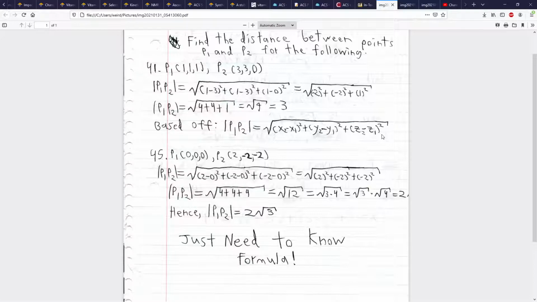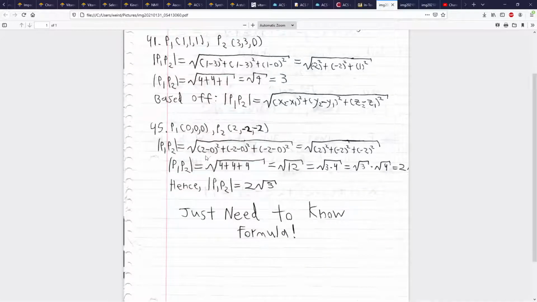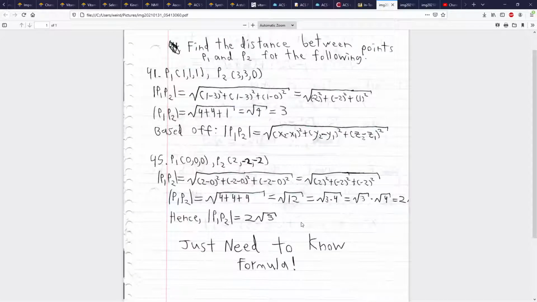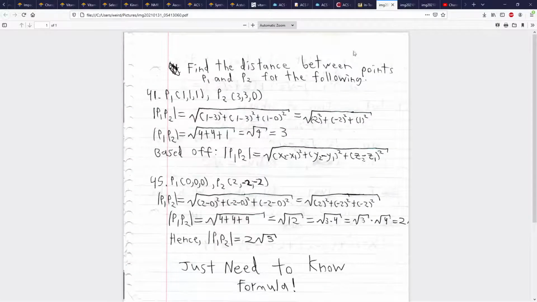A very similar formula is used for 2-dimensional distance between 2D coordinates on the xy plane. And the same thing here. You just need to know the formula for this one. And that should be 2 square root of 3, but it's shown on here anyway, so it's not a big deal.